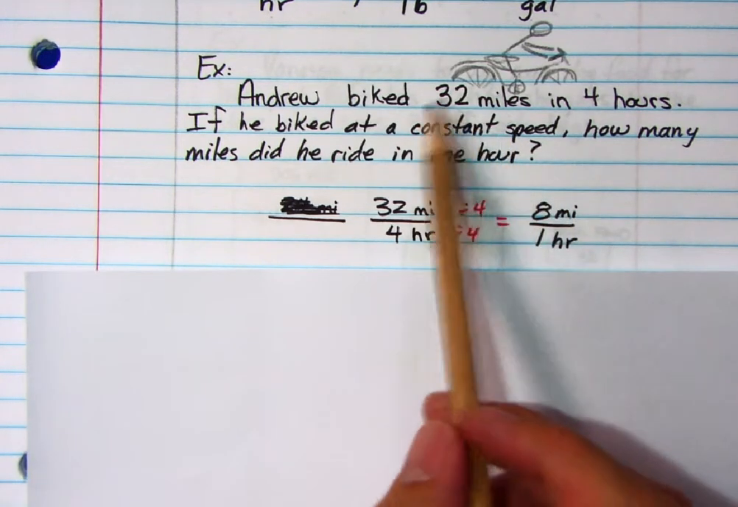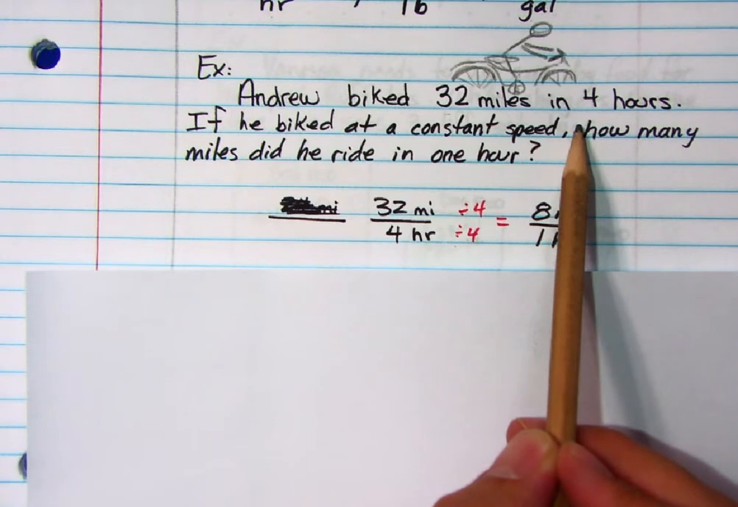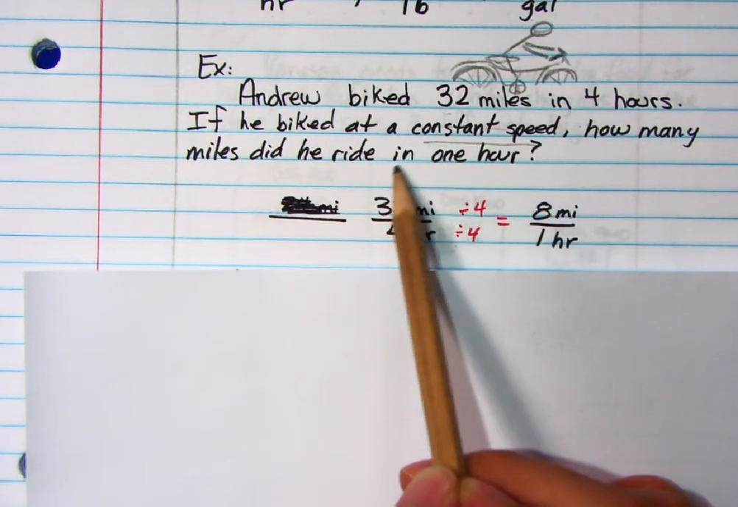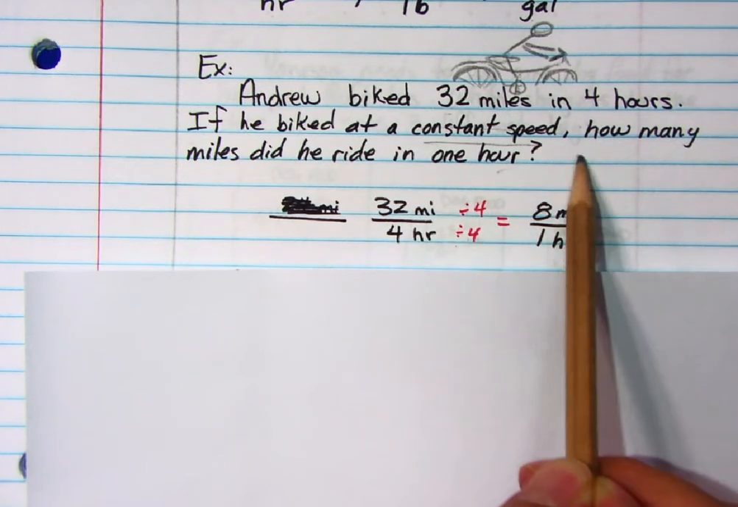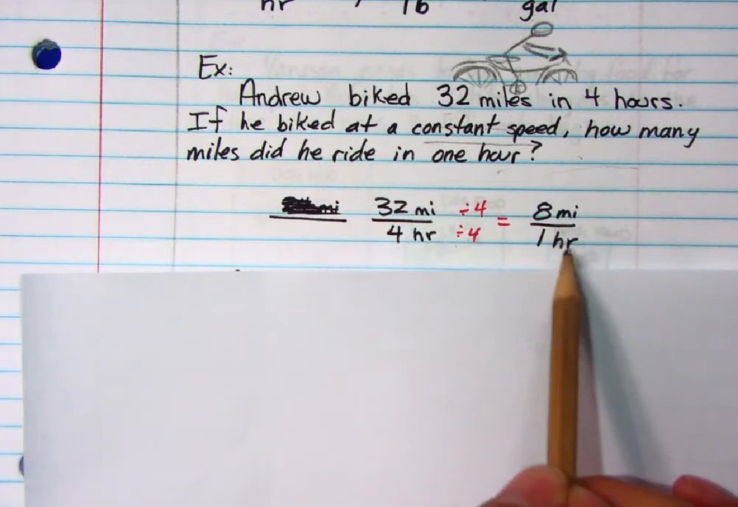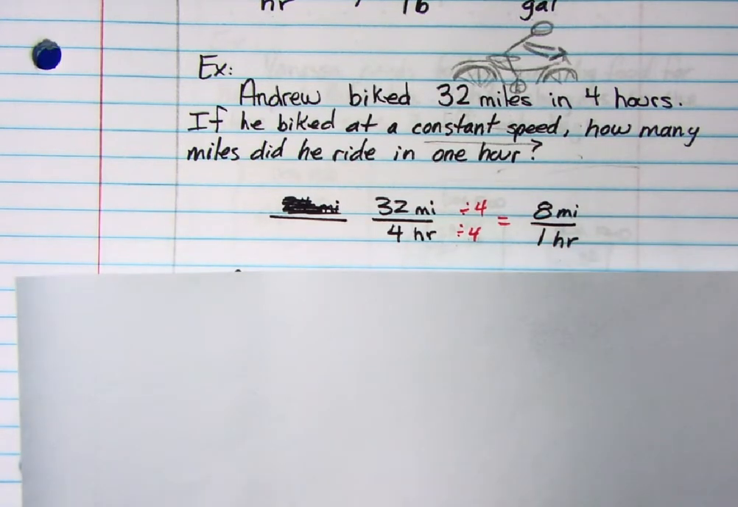So I know that if Andrew biked 32 miles in 4 hours, and if it was a constant speed, okay, that's the big thing there. He didn't ride real fast, stop, he just rode at a constant speed, then he'd be riding an average rate of 8 miles per hour.